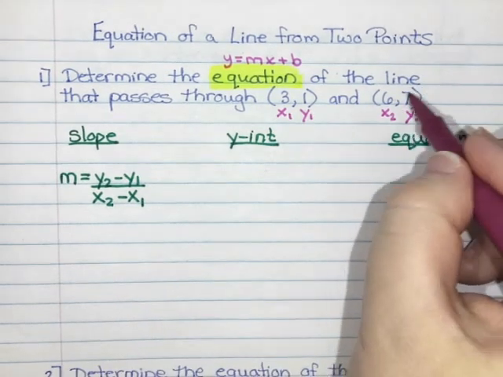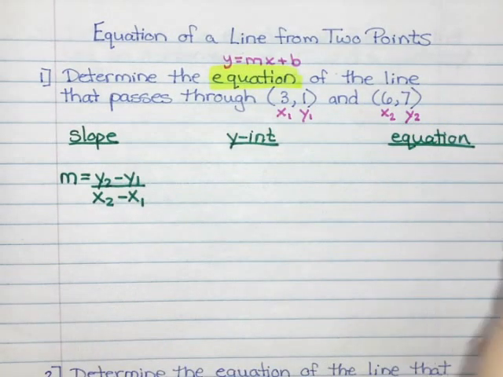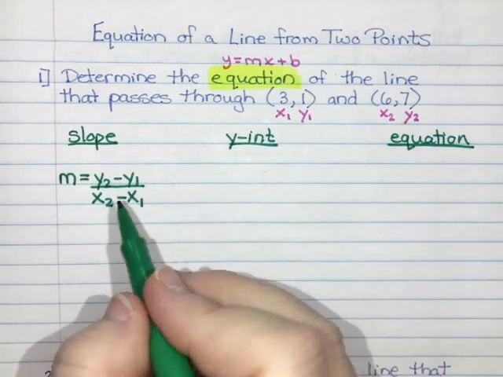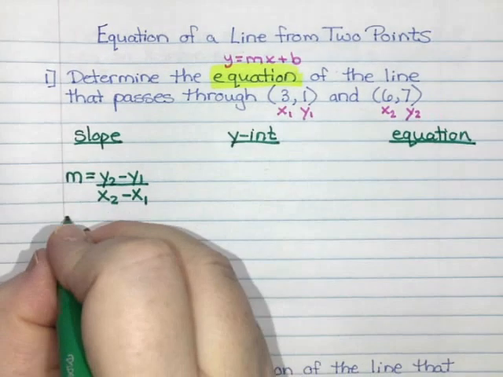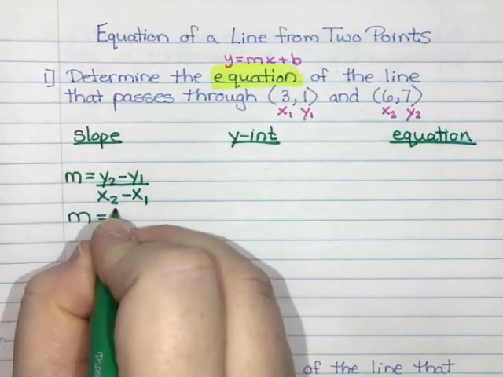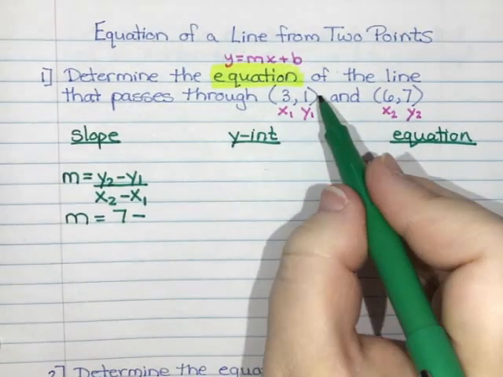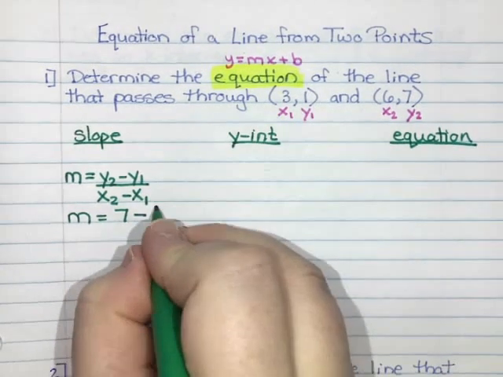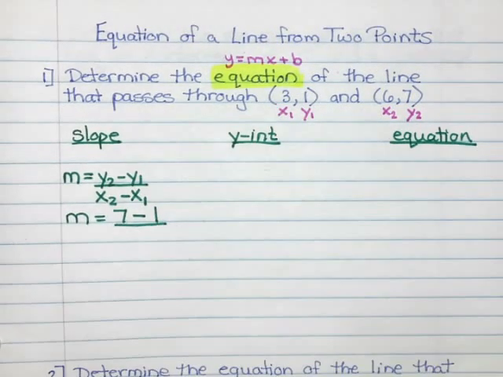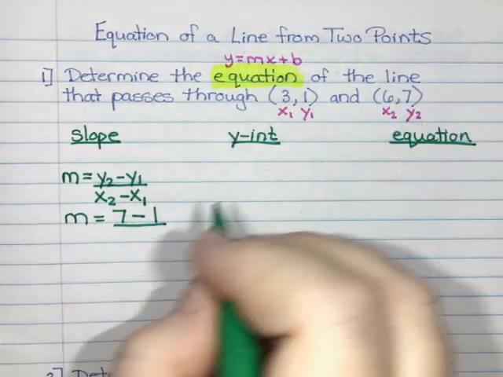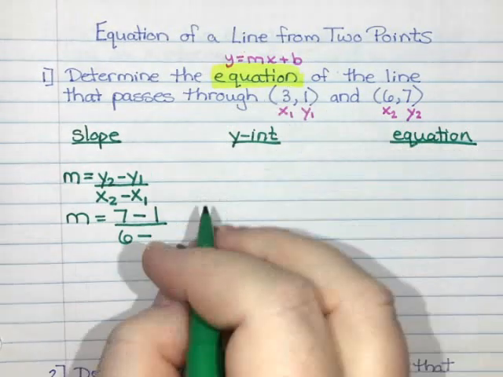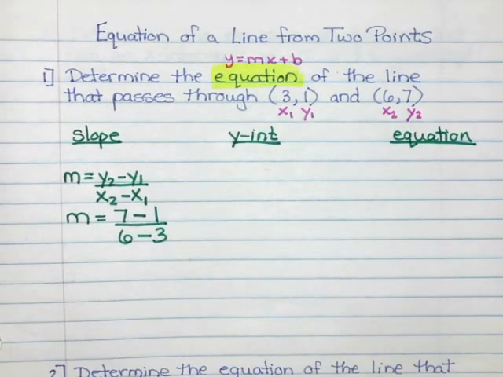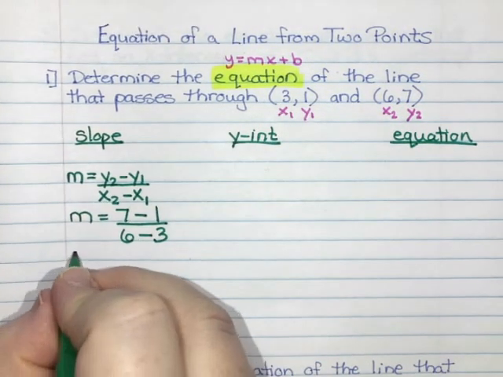And I like to write this down because it helps me when I go to fill in the formula. So we have to do y2. y2 is the number 7. Take away y1. y1 is the number 1. Divided by x2, that's the number 6. Take away x1, which is the number 3. And then we're just going to calculate.